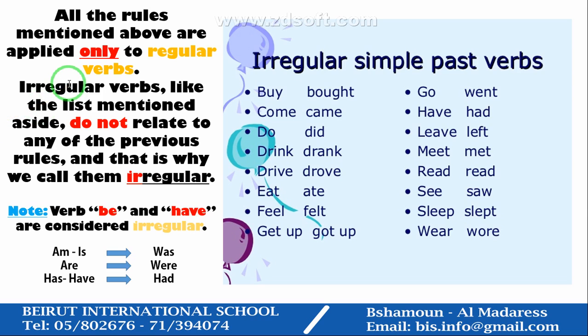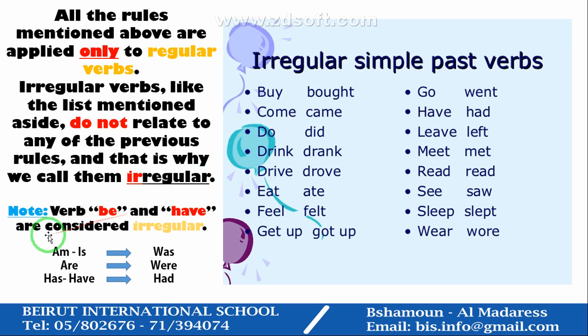All the rules mentioned above are applied only to regular verbs. So as we know in English, we have regular verbs and irregular verbs. Regular verbs follow the rules mentioned above and take the D or the ED or the IED, or all the rules we said before. But irregular verbs are verbs that don't take ED, but instead the whole word changes. So irregular verbs, like the list mentioned aside, do not relate to any of the previous rules, and that is why we call them irregular. They are called irregular because they have no rule to follow. Instead, the whole word changes.